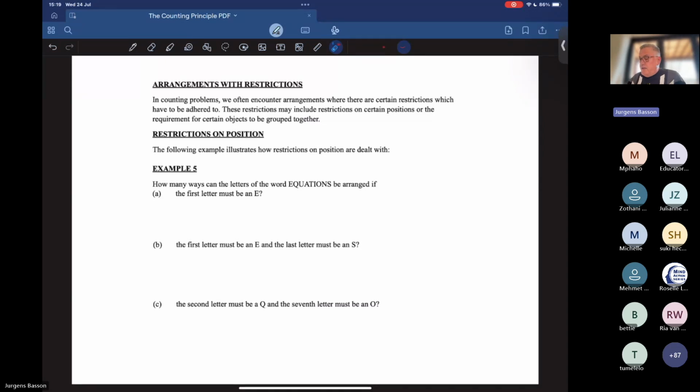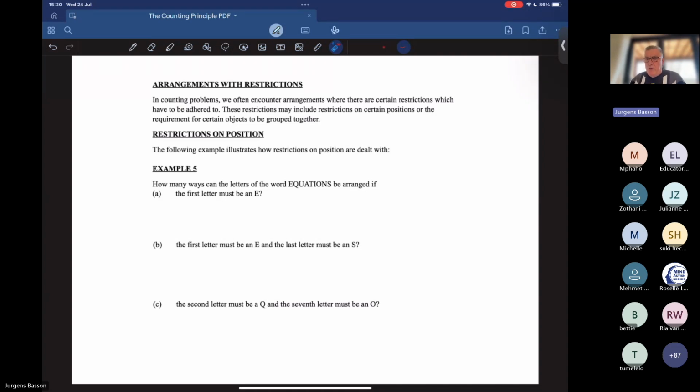And if you look at this question, you notice that I took the word equations. It's quite a nice word to use in a discussion like this, because there are, I think, 9 letters. 1, 2, 3, 4, 5, 6, 7, 8, 9. And all 9 are different. There are no letters that repeat.